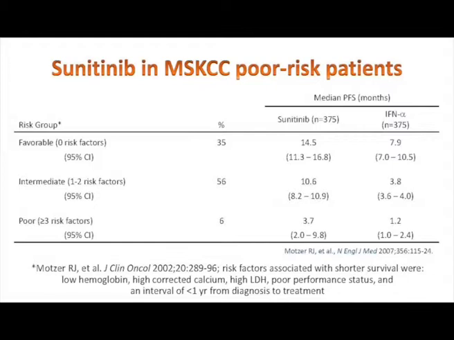This is the subgroup analysis of the registrative trial, sunitinib versus interferon, clearly showing that even though the overall amount of benefit in poor-risk patients is lower as compared to patients with more favorable features, nevertheless, the advantage of sunitinib over interferon is maintained also in poor-risk patients, meaning that we can use sunitinib in poor-risk patients, taking especially into account that poor risk doesn't mean necessarily poor performance status.